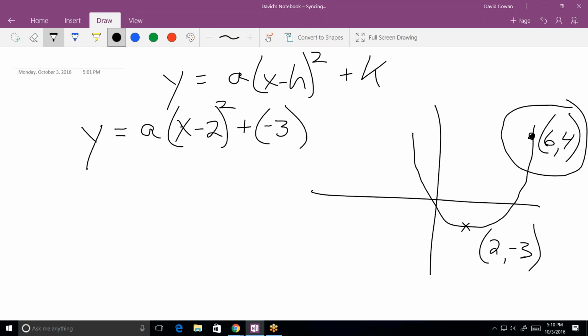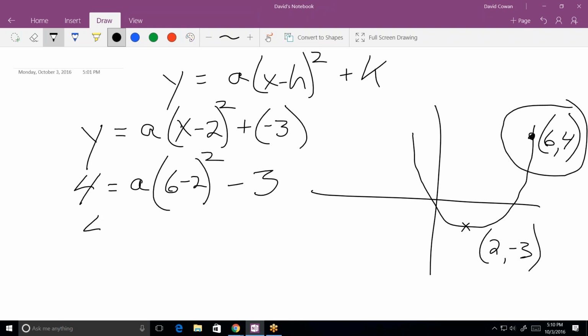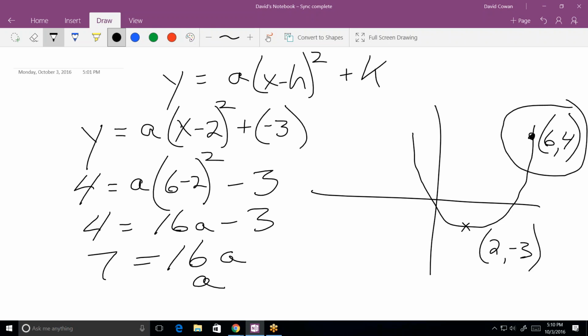So what's the equation? Okay, so it'd be 4 is equal to a times 6 minus 2 squared minus 3. We don't know what a is yet. That's what we're solving. Now we can solve for a pretty easily. 4 equals 16a minus 3. So that's 7 equals 16a. A equals 7/16. Now what's my equation?